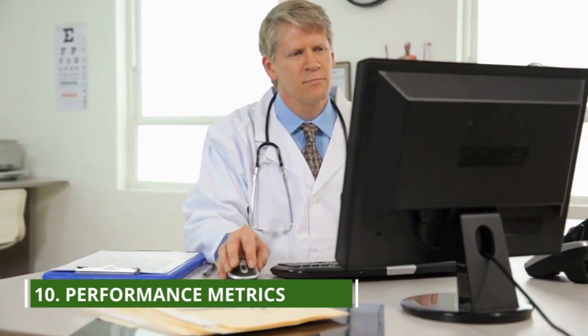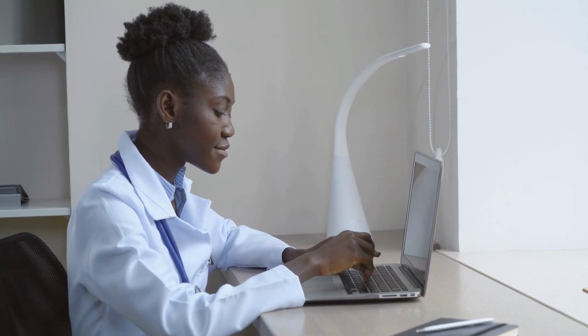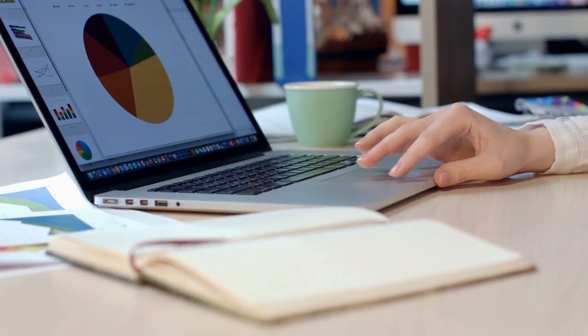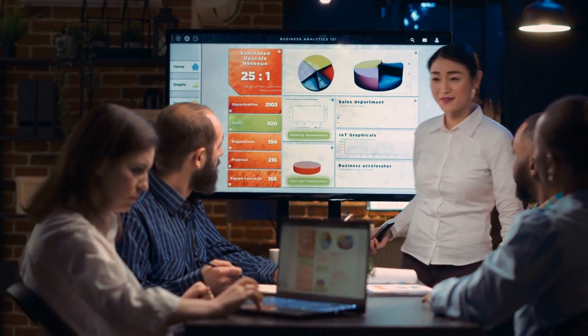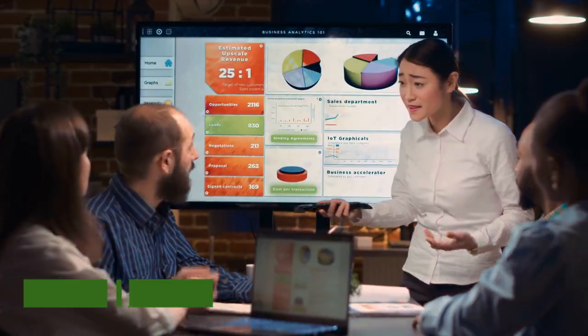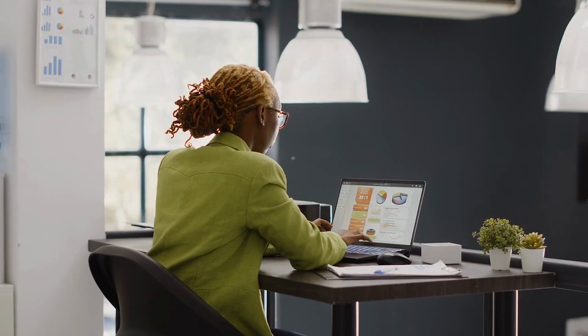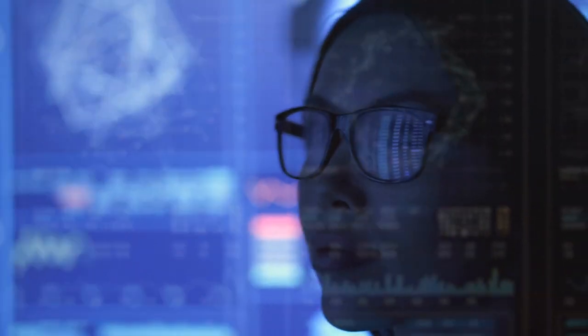Number 10. Performance metrics. Develop key performance indicators, KPIs, to track the effectiveness of HIM processes and interventions, using data to drive improvements. Number 11. Data visualization. Create clear and meaningful visualizations that help communicate insights to stakeholders, making complex data more accessible. Number 12. Change management. Implement changes resulting from data analytics insights gradually, providing necessary training and support to staff.